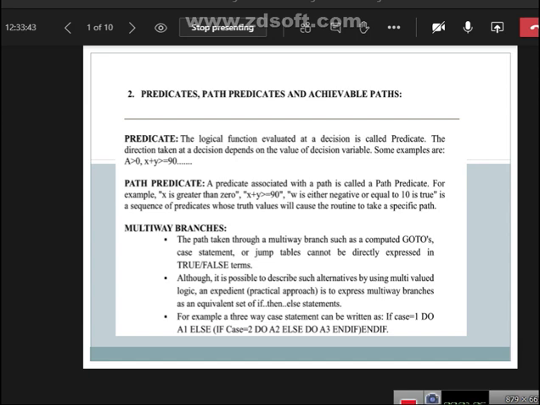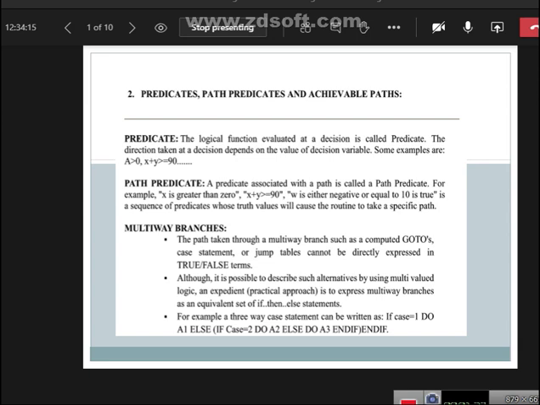Then, the direction taken at the decision depends upon the value of the decision variable. Based upon the value of the decision variable, we have to take the direction. Suppose in programming code you have performed some operation like x plus y. If that sum is greater than 0, then you go to this statement. If that sum is less than 0, then you go to that statement. That we can say is a predicate.